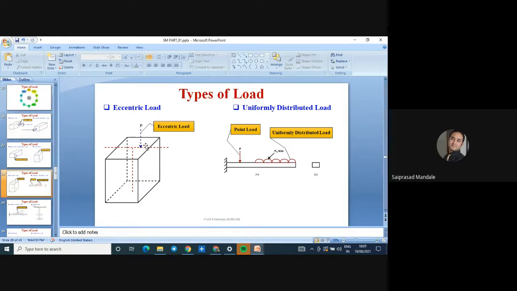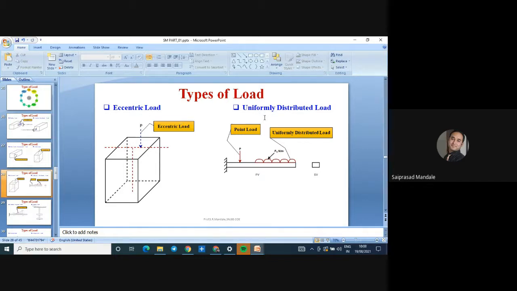Eccentric load. When the load acts away from the axis of the body, the type of load is said to be an eccentric load. So this is the body, and this is the axis of the body, and the load is at a distance, say x, from the axis of the body. In that case, the load is said to be an eccentric load.